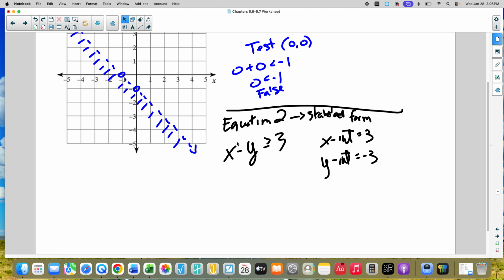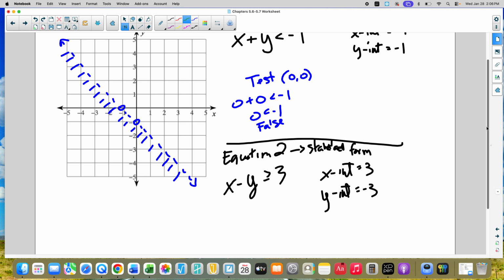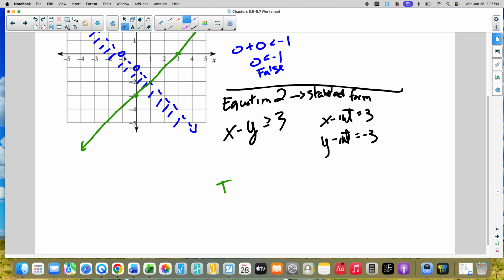So those are my 2 points. So I look, it's equal to, so I'm going to close those circles. X is 3, so I go 3 on the x and -3 on the y-intercept. That's here, and then I'm going to connect the dots and I'm going to test. Since this line doesn't go through 0, 0, I can test the same location. It doesn't matter. You can test different locations. I'm going to plug in 0 for x, 0 for y.